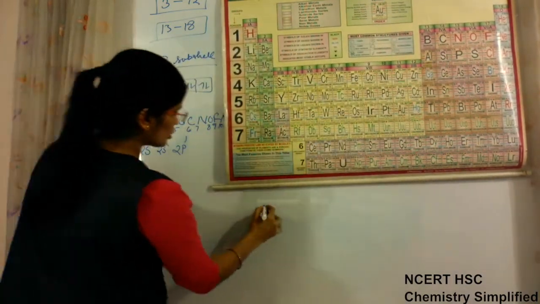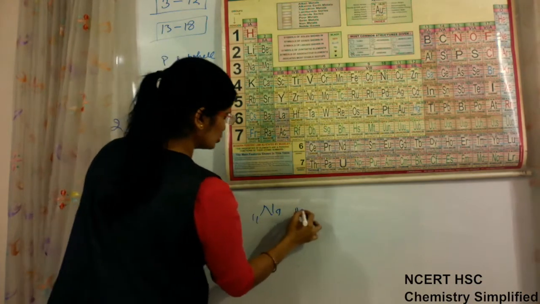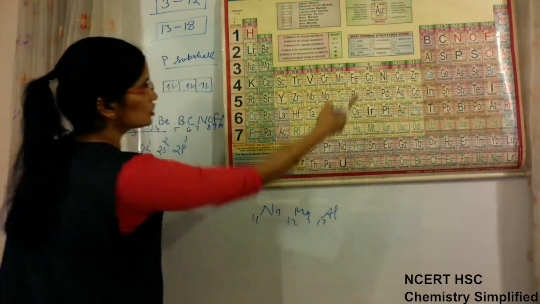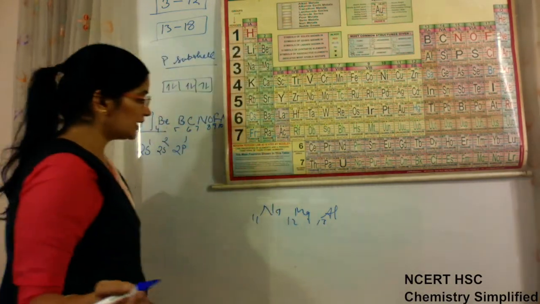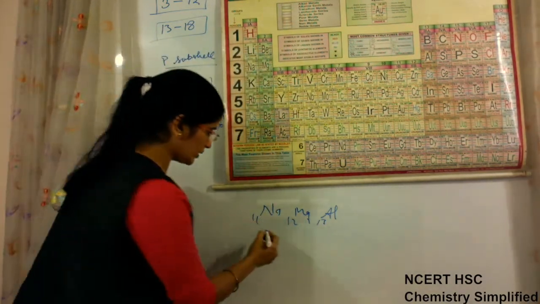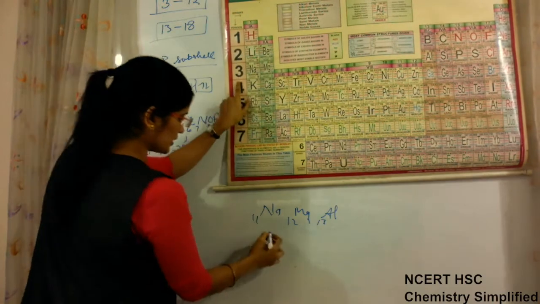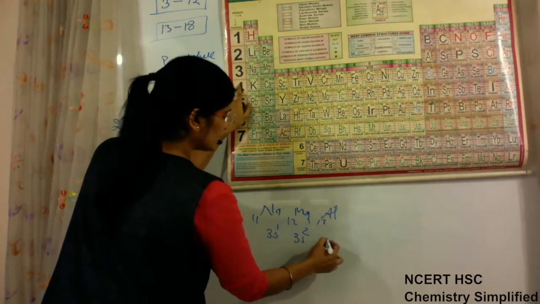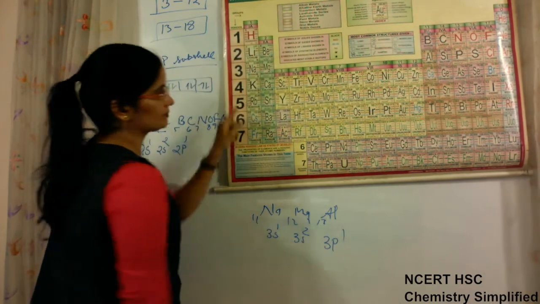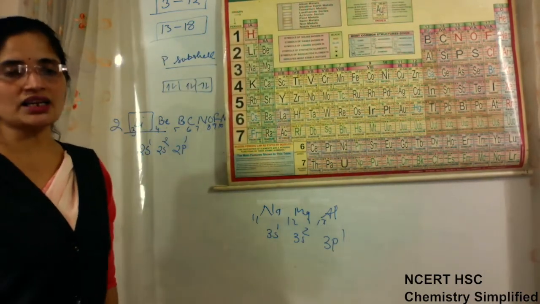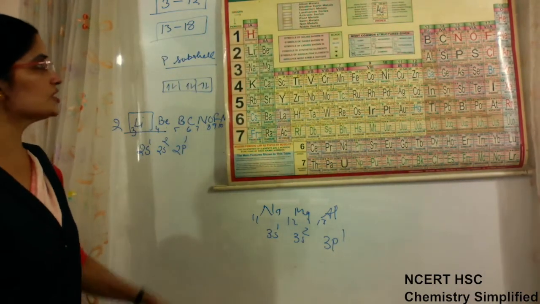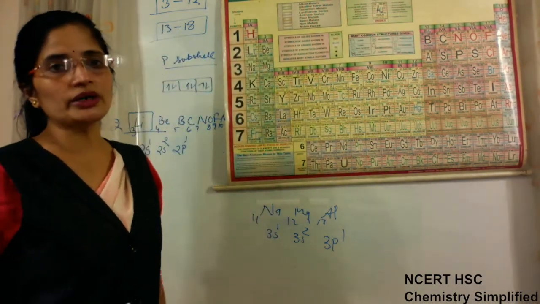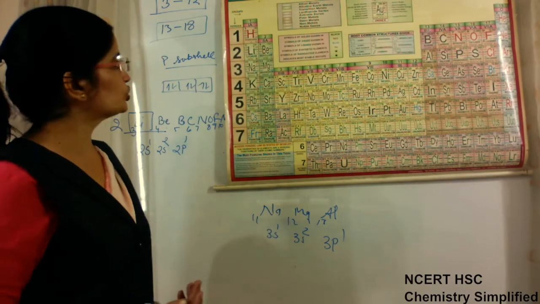So it is sodium 11, magnesium 12, aluminium 13, continuation of that. Then what will happen? Because for sodium the period number was third, so this was 3s1, this is 3s2, this will be 3p1. So it will be very easy to remember their configurations if you remember which period they belong to. And for that you need not remember all of them.